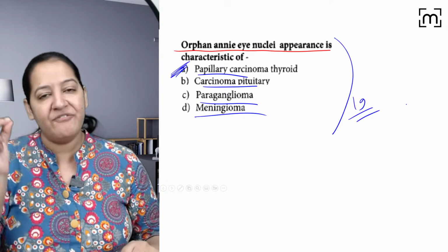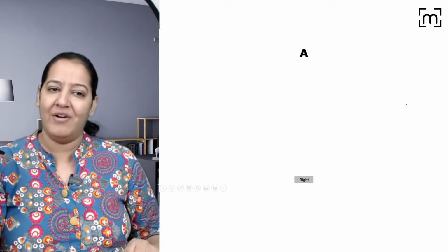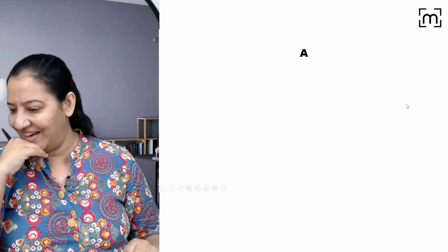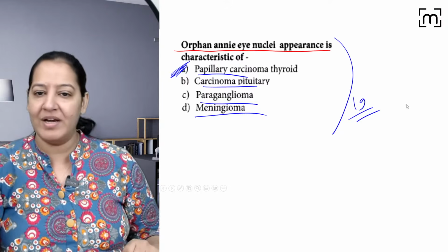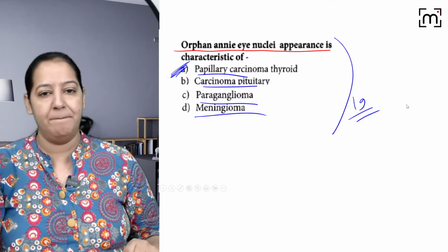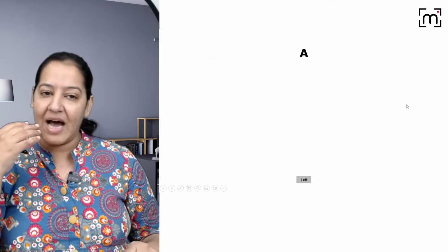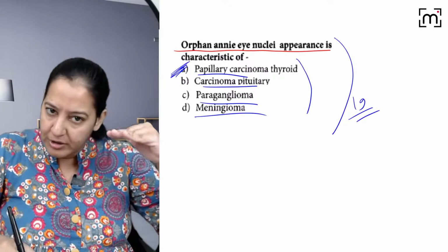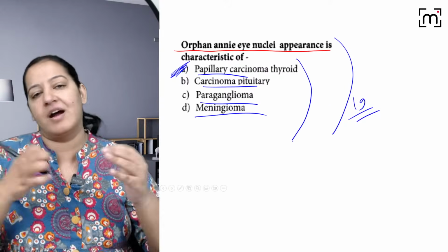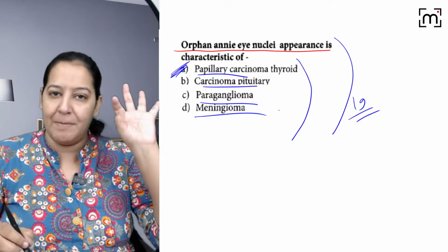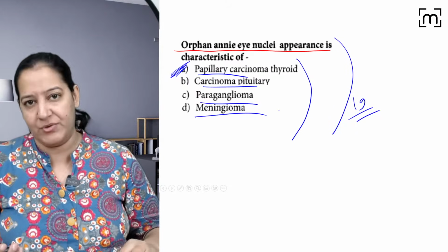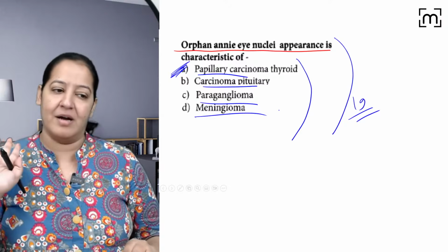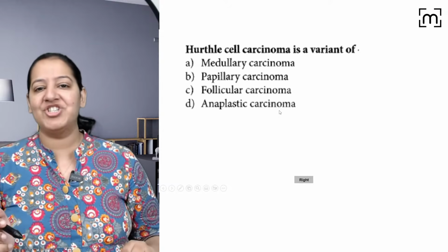Whatever you are reading now, fit it in your permanent memory. Just fit it, right? So that is your Orphan Annie eye nuclei. Great. So the correct answer is A, right? Orphan Annie eye nuclei seen in papillary carcinoma of thyroid. ज़्यादा अच्छा क्वेश्चन होता when you get all the four options of thyroid carcinomas only. चारों ऑप्शन ऐसे होते हैं papillary, medullary, follicular and anaplastic. तो ज़्यादा अच्छा क्वेश्चन होता है and you will get confused. But the correct answer is still papillary carcinoma. Yes. So going to the next question.